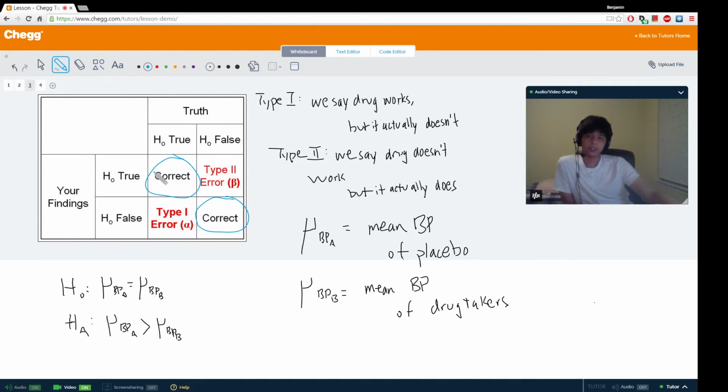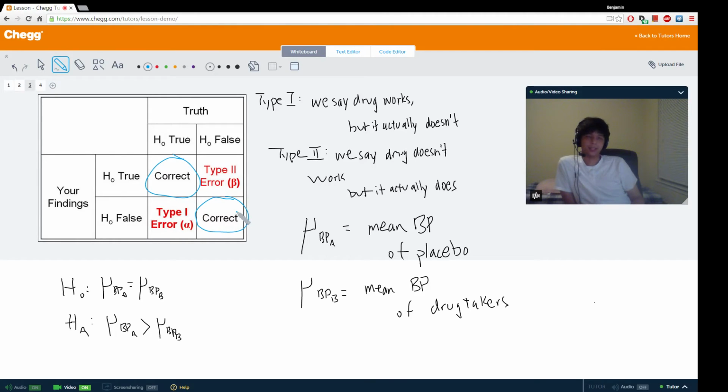Let's look at our correct scenarios again. The first correct scenario says that our findings reported that our null hypothesis was true, so we said in our report that there was no difference in the blood pressures. And in nature, the drug actually doesn't work. There is no difference in blood pressures. So we say our drug doesn't work, and it actually doesn't work. Our other correct square means we report that our drug does work, in other words, our null hypothesis is false, and in nature, our drug actually works. Great. Now we can get it onto the market.